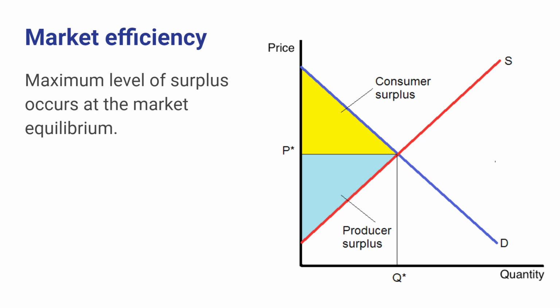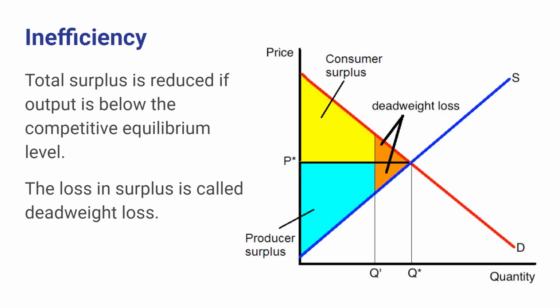Let's take a look at that. Suppose there's some barrier to production which reduces output from Q star to Q prime. That area between Q prime and Q star is no longer produced, and as a result, we have what we call a deadweight loss. Deadweight loss is a loss of consumer and producer surplus that occurs when we are not at a point of allocative efficiency. In this diagram, it's represented by the light brown shaded area.